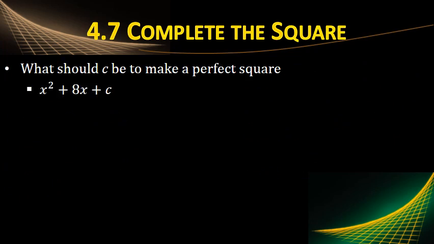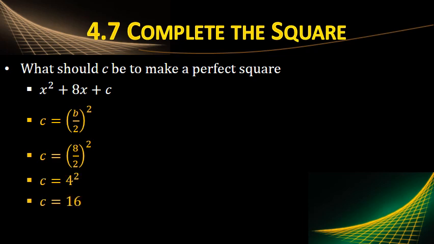So what should we let c be to make this a perfect square? Well, it's 1/2 of b squared. In this case, b is 8. So it would be 1/2 of 8 squared. Half of 8 is 4, and 4 squared is 16. So c should be 16.